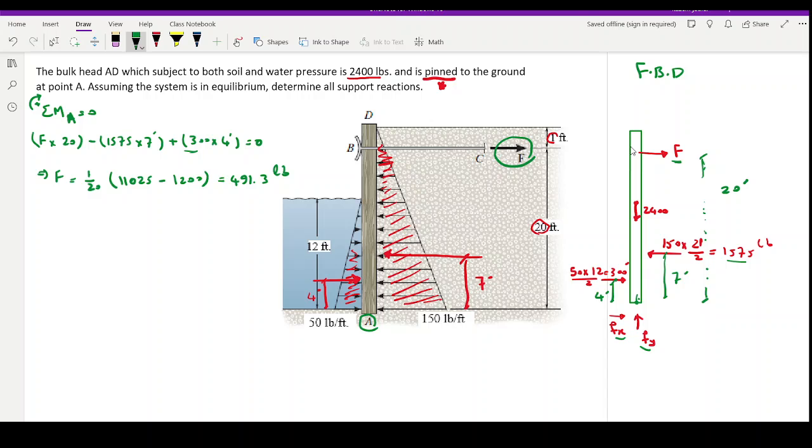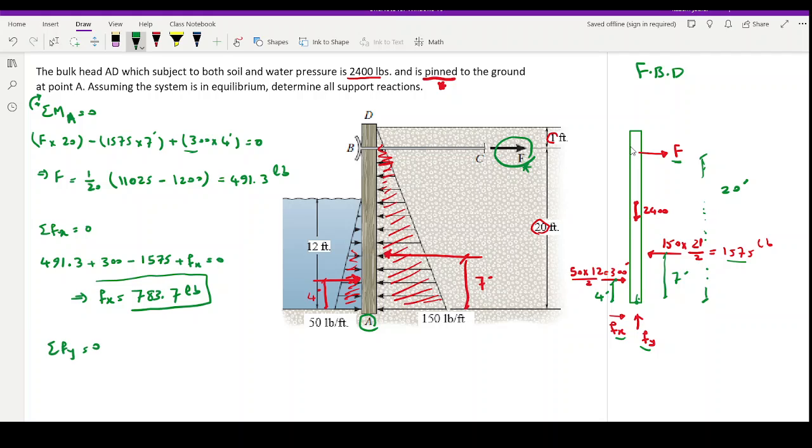Now you can write sigma Fx is 0 and sigma Fy is 0 and find the other two unknown forces. Don't forget, the goal in this chapter is finding the unknown forces, and the unknown forces are usually the forces that act on supports, or support reactions. So sigma Fx is 0. We have the first force, the one we calculated, 491.3, plus 300 that comes from here, minus 1575, plus Fx is 0. From here Fx is equal to 783.7 pounds.